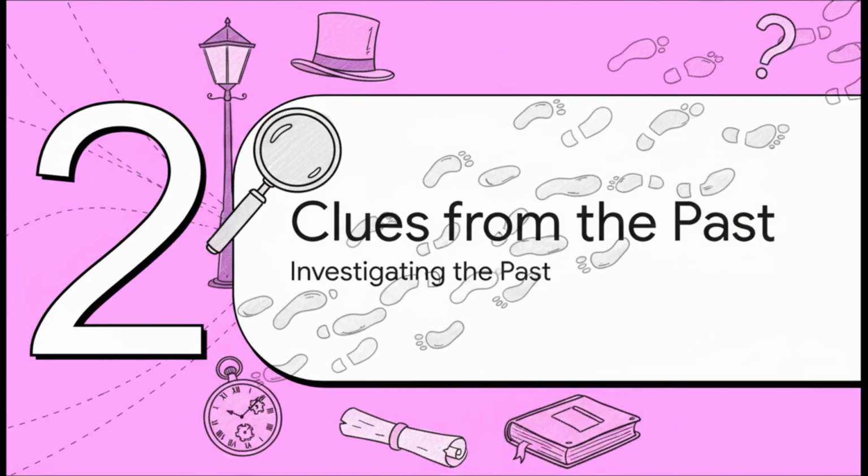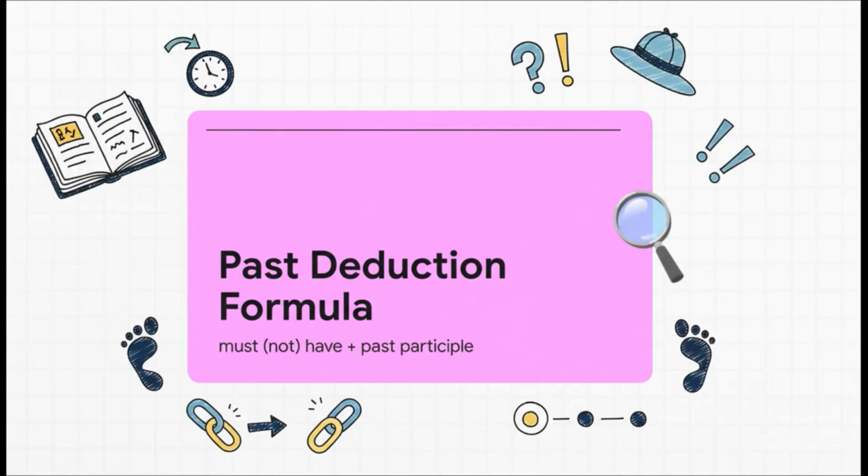Okay, detective, time to fire up the time machine. We're shifting our investigation into the past. Let's see how we can figure out what's already happened based on the clues left behind. And you know what? The formula for investigating the past is actually super simple. You just take your trusty tools, must or must not, and you add have plus the past participle of the verb. That's it. That little structure lets you make all sorts of deductions about the past.